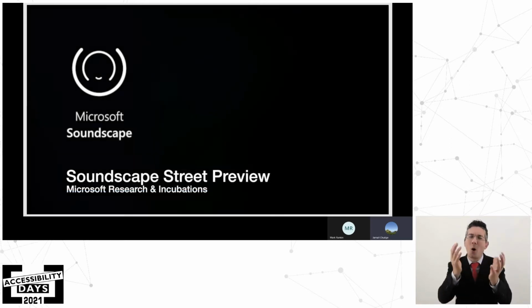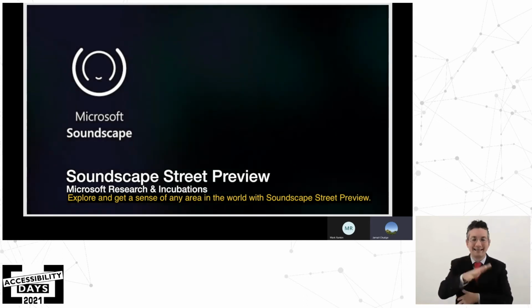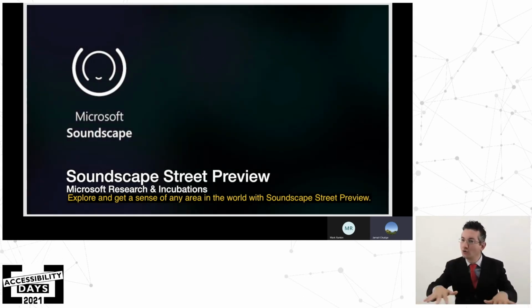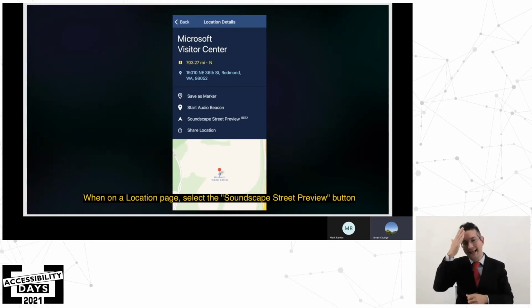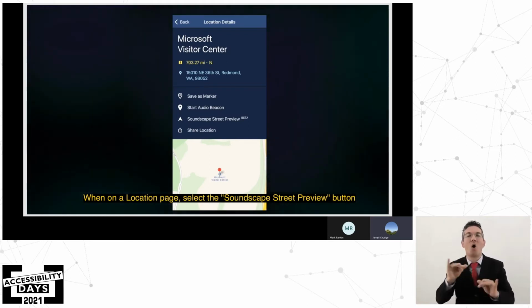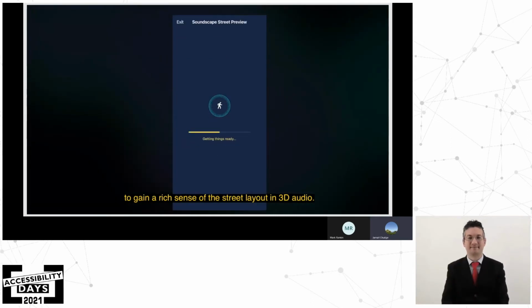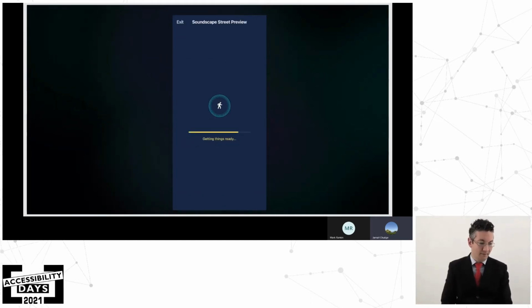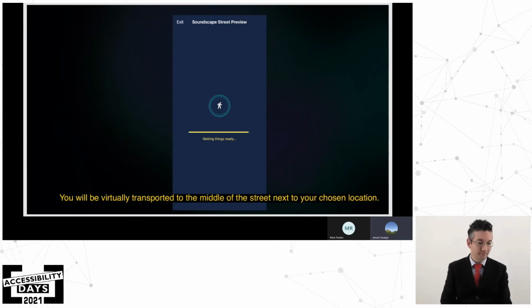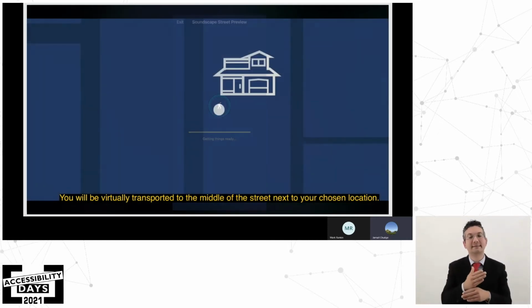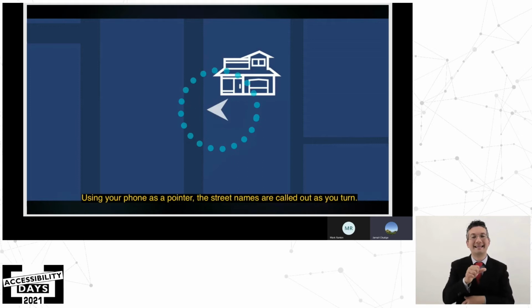Here we go. Explore and get a sense of any area in the world with Soundscape Street Preview. When on a location page, select the Soundscape Street Preview button to gain a rich sense of the street layout in 3D audio. You will be virtually transported to the middle of the street next to your chosen location.